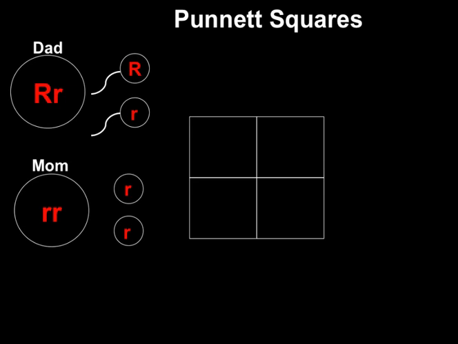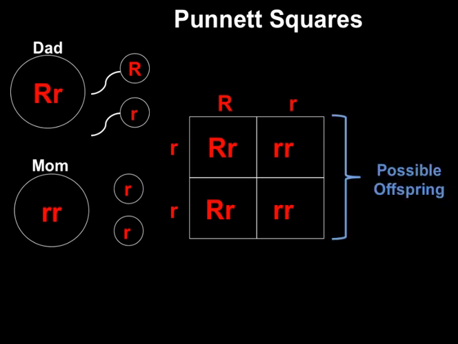So here's my Punnett square, and all this is going to do is really tell me what their offspring might look like and what their genotypes might be. So these are probabilities. All I do is put one of the parents along the top, one of the parents along the side, bring them down. So that would be heterozygous, homozygous recessive, heterozygous, homozygous recessive. And those are the four possible offspring.